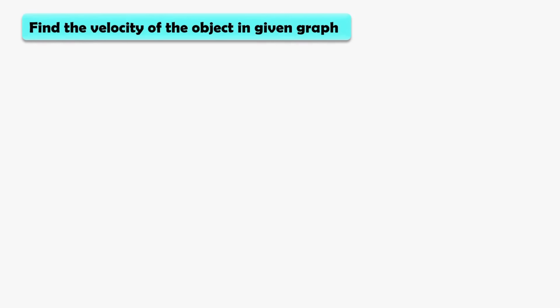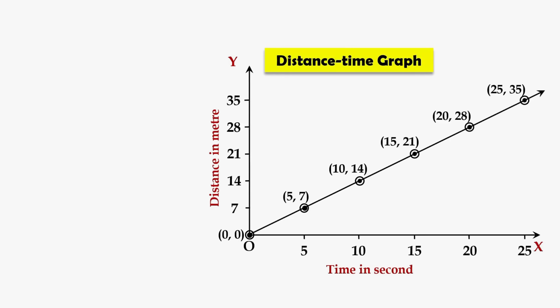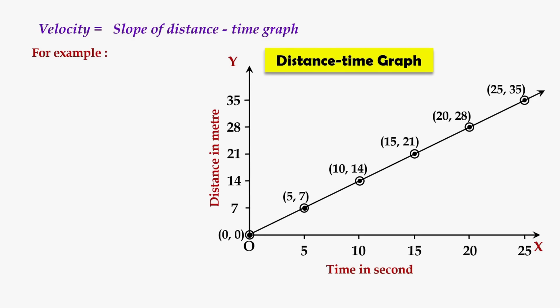Finding velocity from distance-time graph. Now let us find the velocity of the object from the given distance-time graph. First, remember an important point. Velocity is obtained from the slope of a distance-time graph. In this graph, time is taken on the horizontal axis and distance is taken on the vertical axis. To find the slope, we select any 2 points on the straight line. Let us choose the first point where time is 5 seconds and distance is 7 meters. Now choose the second point where time is 10 seconds and distance is 14 meters.